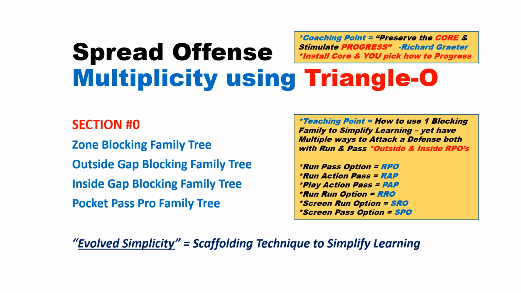I want to talk about spread offense multiplicity using the Triangle O system. Key coaching point here: what we want to do is preserve the core, your core, but stimulate progress. So what we're going to do is show you how you can use one blocking family to simplify the learning, yet have multiple ways to attack a defense, both with a run and the pass. Let's take a look.